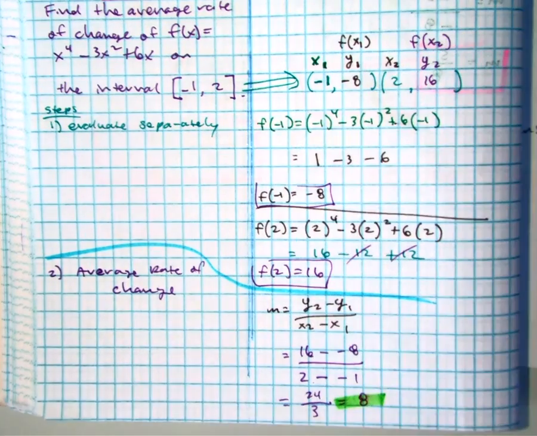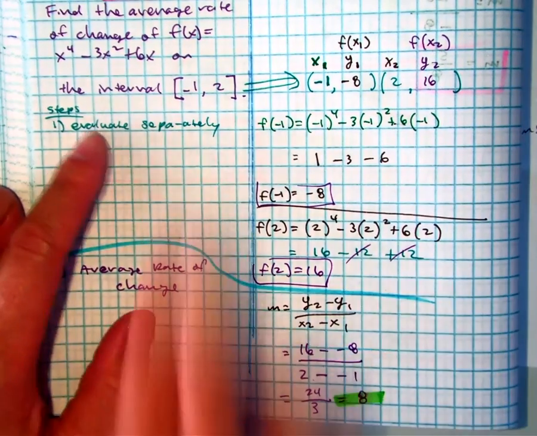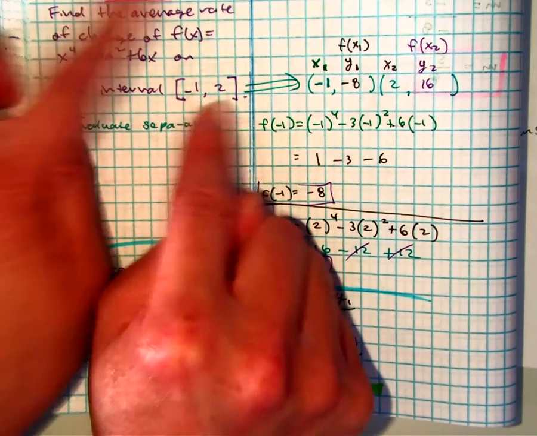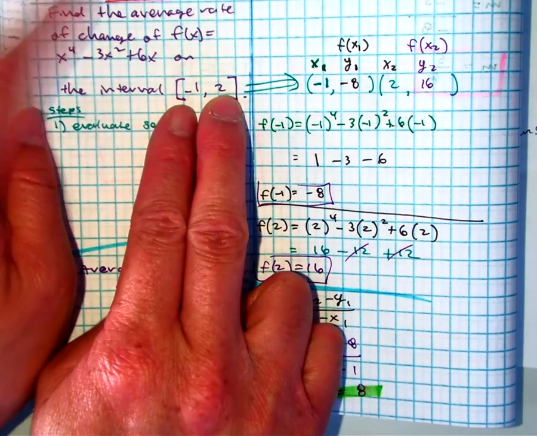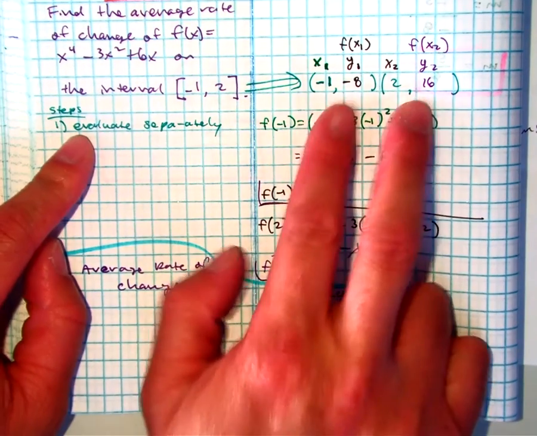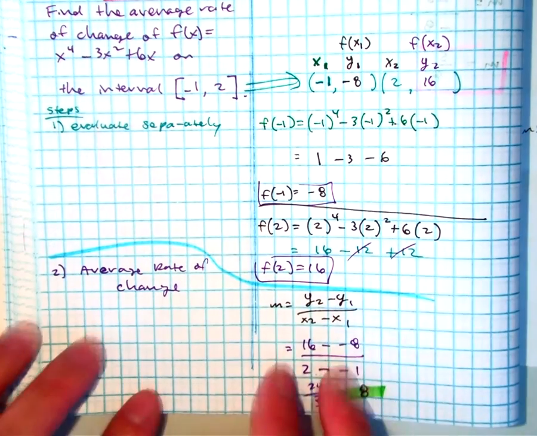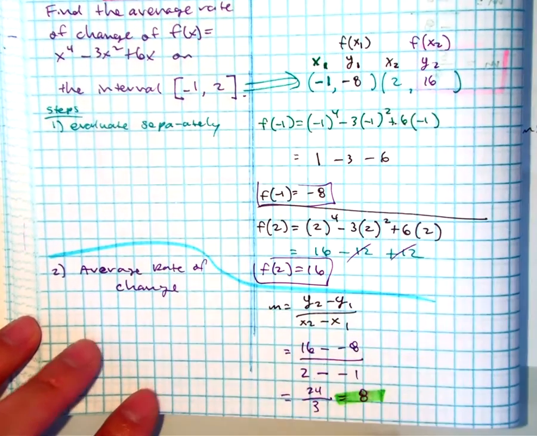So to review what I did, this is an interval on the x-axis from negative 1 to 2. Basically, we need to evaluate the endpoints separately, and then once you have those two ordered pairs, you're finding the average rate of change.